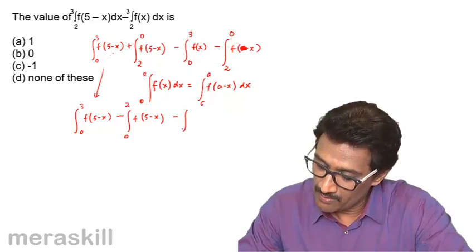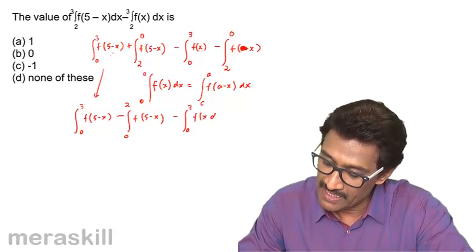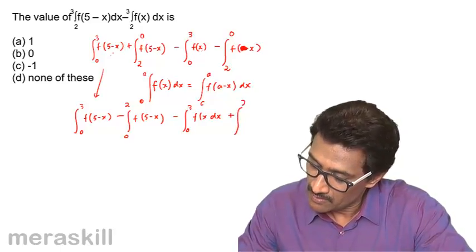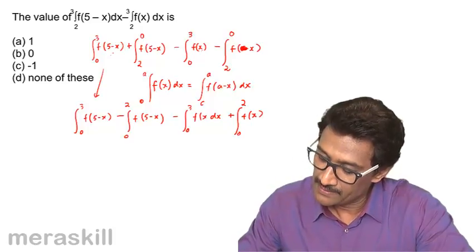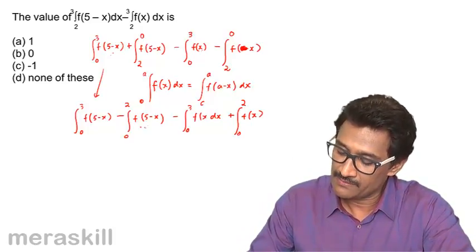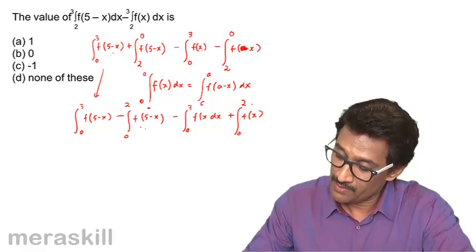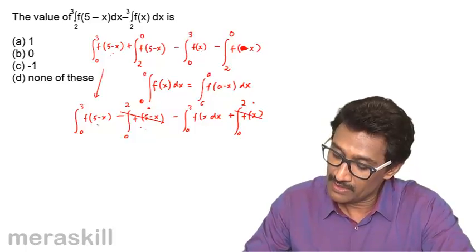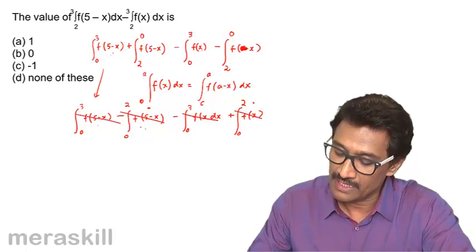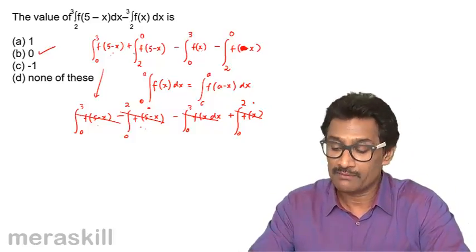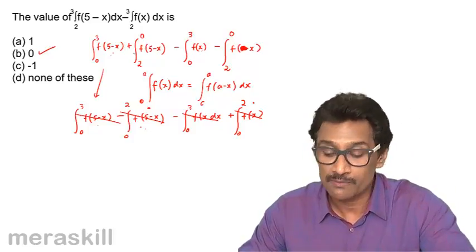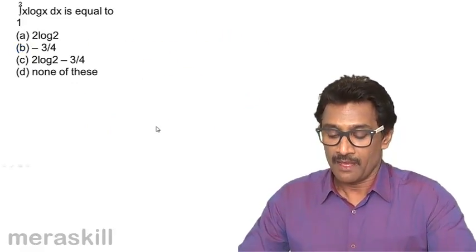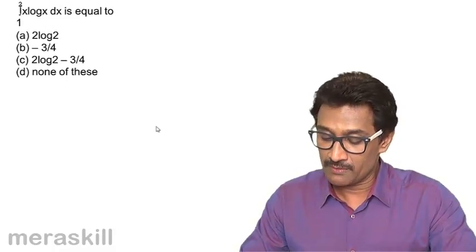This will be integral 3 to 0 of f of x dx minus of minus, that is plus integral 2 to 0 of f of x. Now if you see this and this satisfy this rule, and this one and this one satisfy this rule, they are equal, hence they get cancelled. Similarly this one and this one again satisfy this rule, this and this get cancelled. Ultimately the answer is 0. We have done a question like this earlier, only thing was the number was 4 instead of 5. The answer is 0.